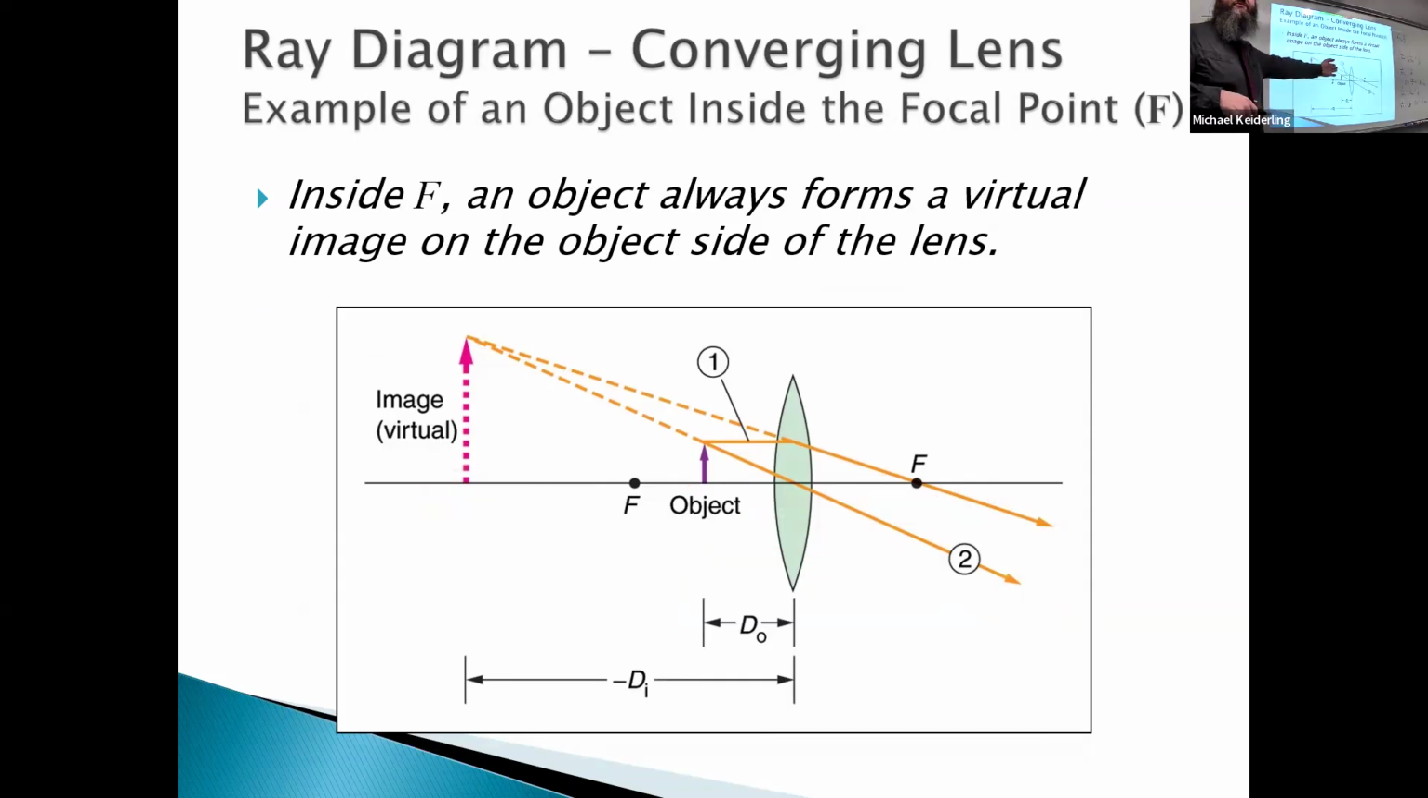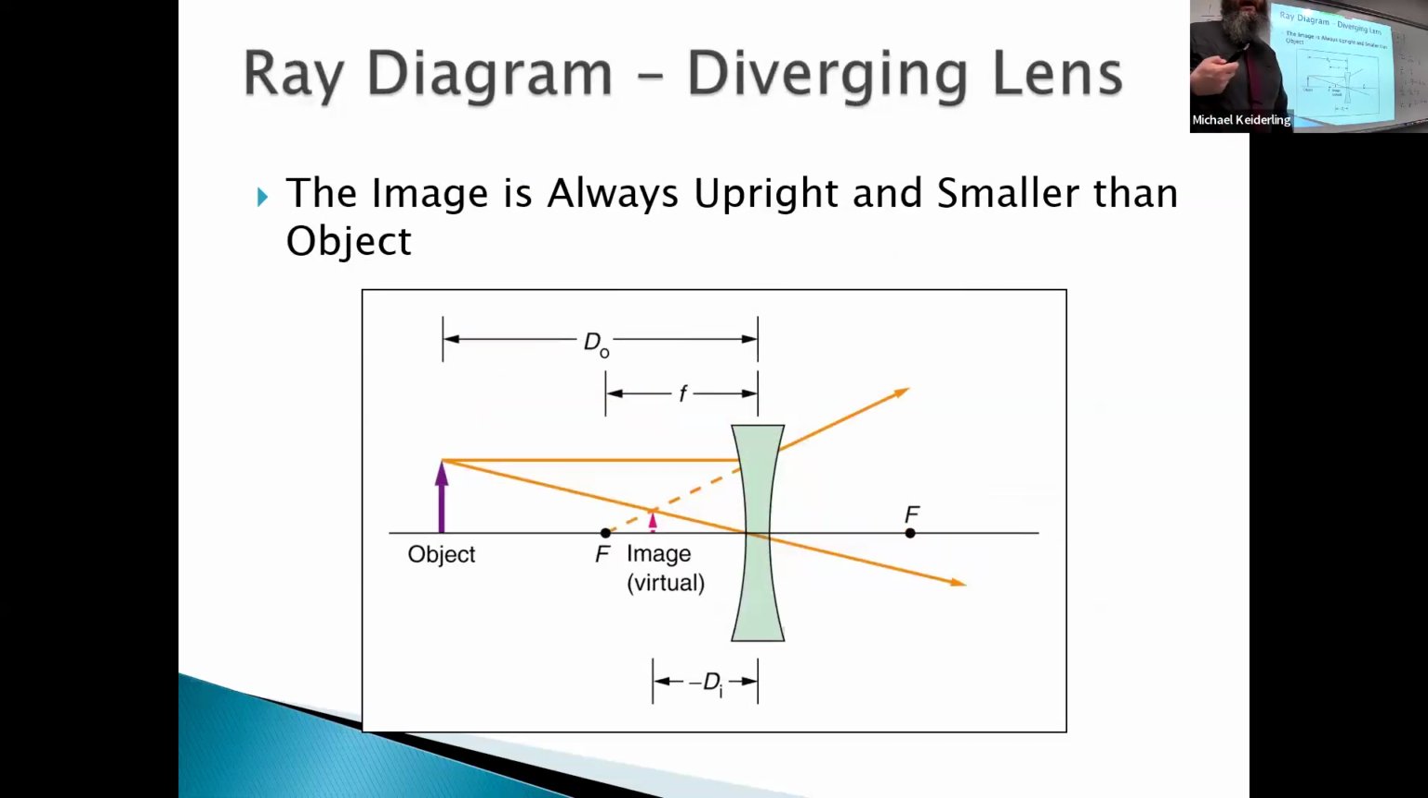This is what you're doing with a magnifying glass. You're bringing the object within the focal length of the magnifying glass, and so you see a virtual image of it that is larger. And it will be on the same side of the lens as the object. And for a diverging lens, the image is always upright and smaller than the object.